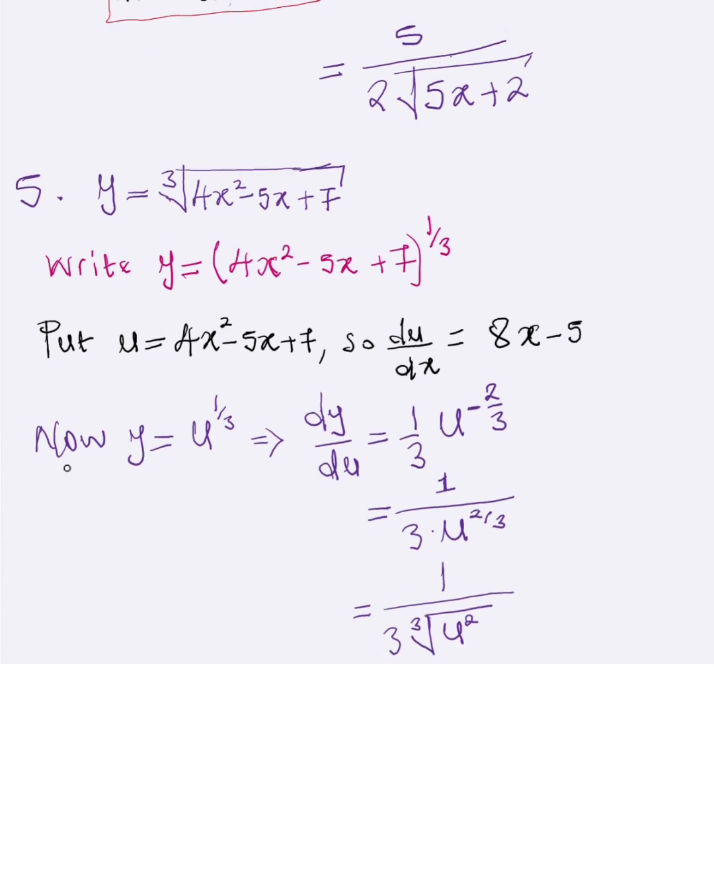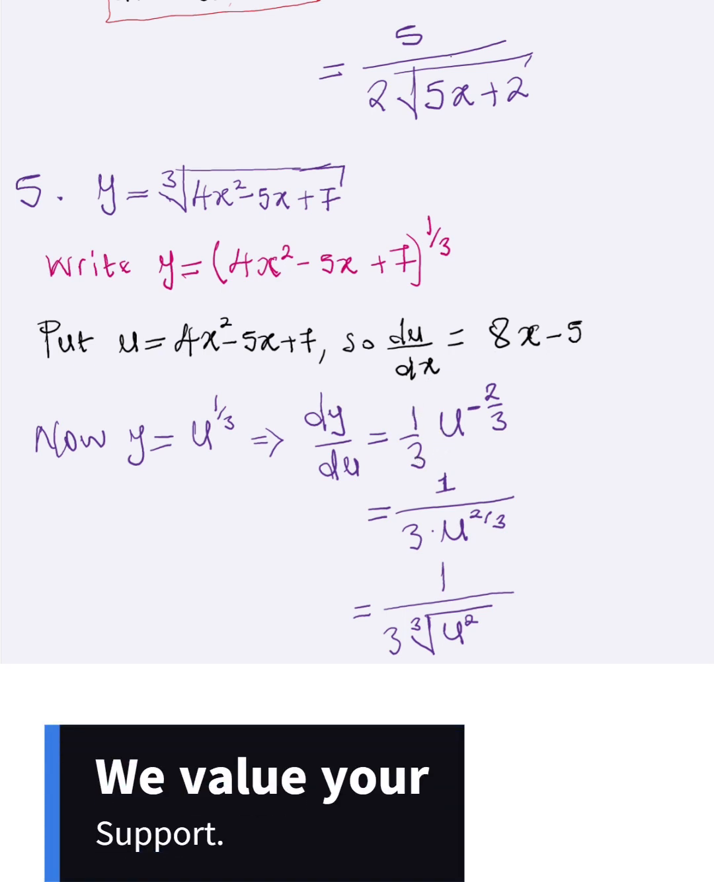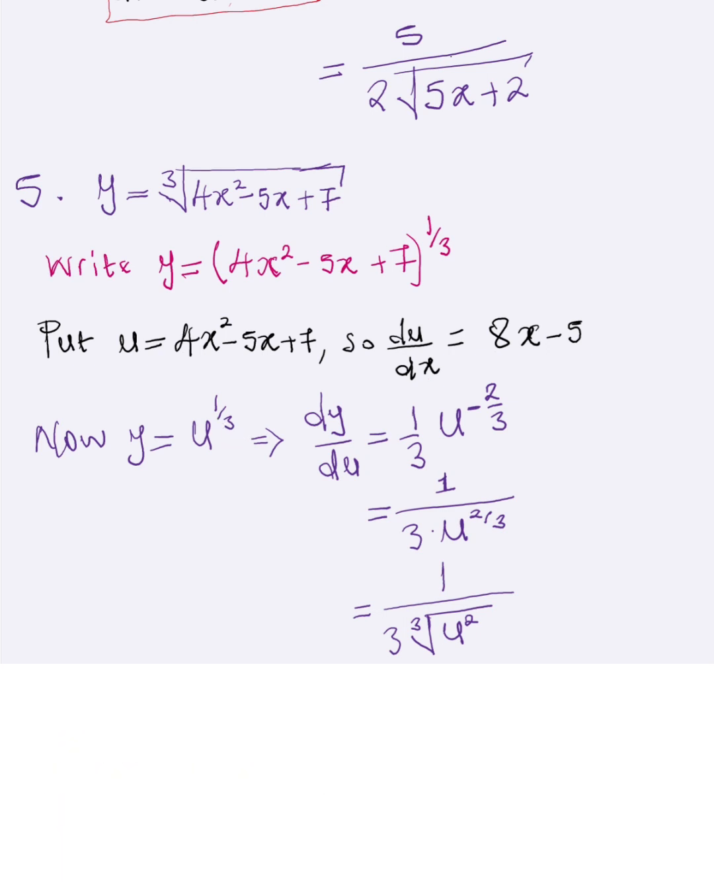Okay, now we have y is equal to u to the power 1 over 3. So its derivative again, we drop 1 over 3 and multiply by u. Now 1 over 3, we reduce it by 1. So I can write here 1 over 3 minus 1, which is just 3 over 3.